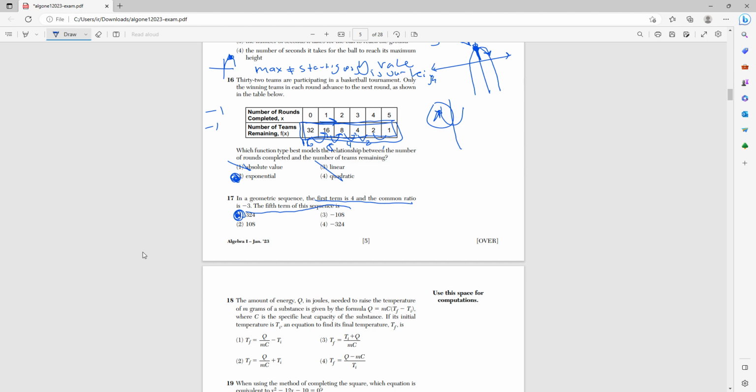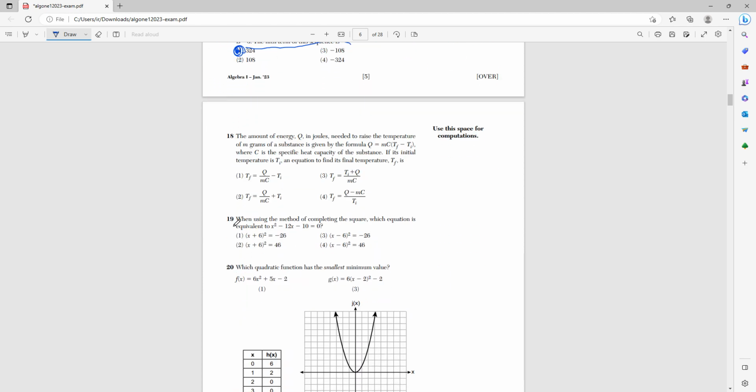Right, moving on to number 18, it says that the amount of energy Q in joules needed to raise the temperature of m grams of a substance is given by the formula Q is equal to mc times (T_F minus T_I), where C is the specific heat capacity of a substance. If its initial temperature is T_I, an equation to find final temperature, T_F, is what?